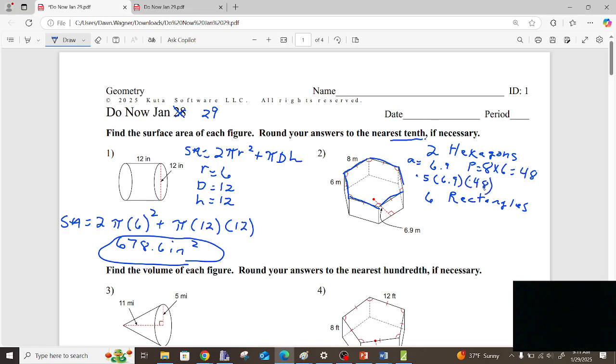But how many of these do I have? I have two of them. So I'm also going to be multiplying this by 2. So if you could put that in your calculator and give me the answer, that'd be wonderful.